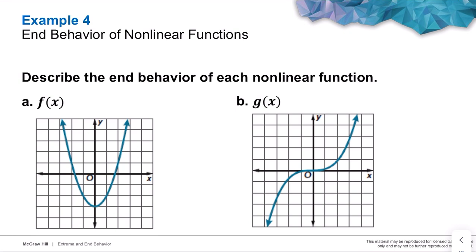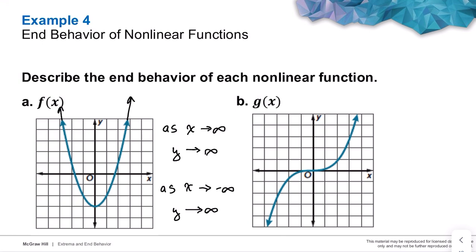Okay, so again, you always start with as x goes to positive infinity. That means going to the right. And as x goes to negative infinity, that tells you to the left. So as x is going to positive infinity, the graph is going up. That means y is also going up, which is positive infinity. Now on the other side, as x is going to the left, the y value is still going up. So as x is going to negative infinity, y is still going to positive infinity. This would tell you that the degree of this function is even.